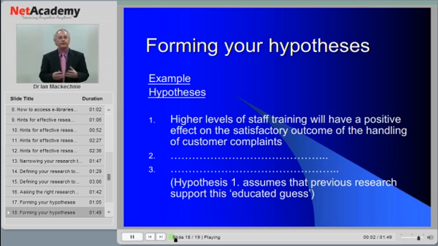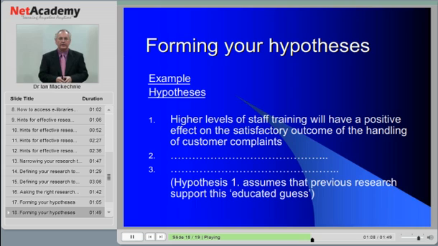Now, thinking back to the first research question that we provided in our example about the influence of staff training on customer complaints and how they're handled effectively or ineffectively, a hypothesis would be formed in relation to the research question. The educated guess that we may have, based upon previous research and what we have learnt and understood about what other researchers have found about the relationship between staff training and the handling of customer complaints, might be expressed in these words: higher levels of staff training will have a positive effect on the satisfactory outcome of the handling of customer complaints.